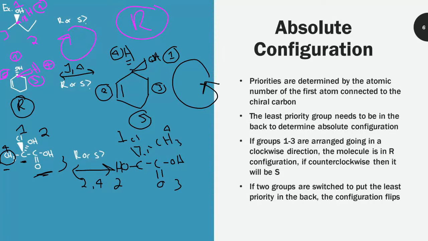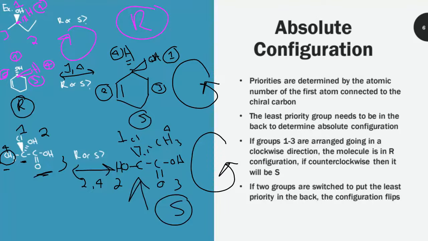Now I can figure out where it is. So I have 1, 2, 3 going in this direction. So that is S. So that means this molecule is an S configuration, which means the original was an R configuration.